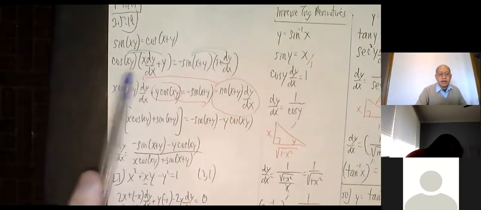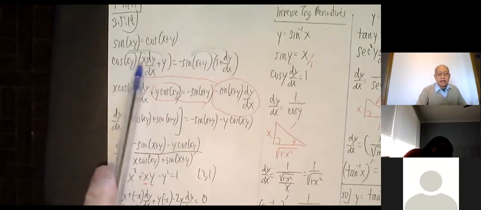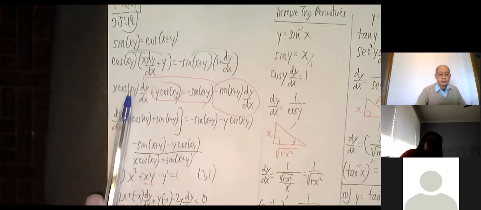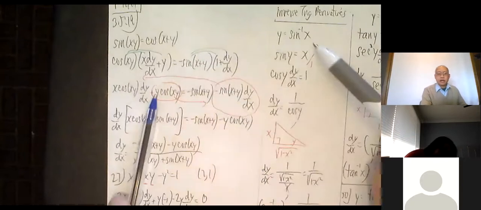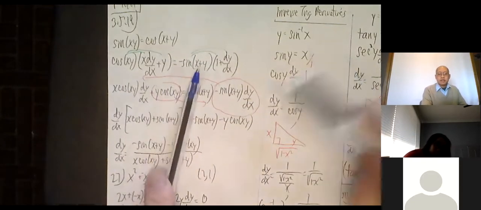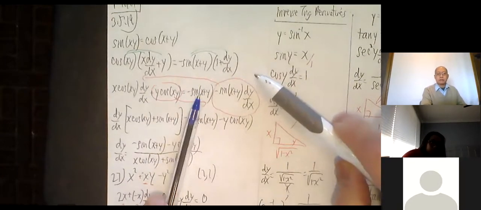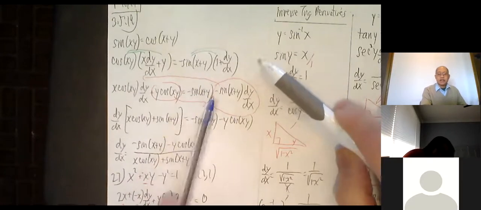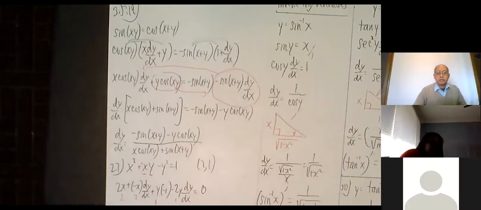So cosine xy times x dy/dx. Okay, the easiest way to write that is x cosine xy dy/dx. And then this times this is y cosine xy equals. This thing times 1 is just the same thing, negative sine of (x plus y). And then this times dy/dx. So negative sine of (x plus y) dy/dx. Okay, great big mess.